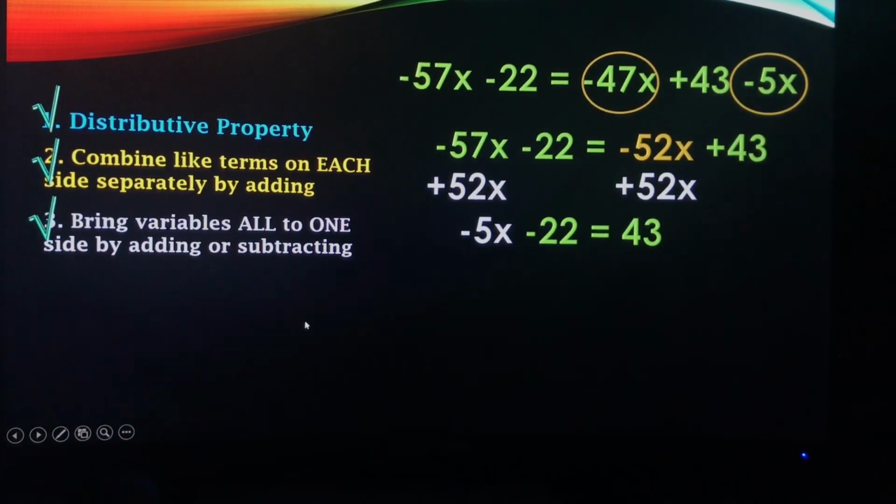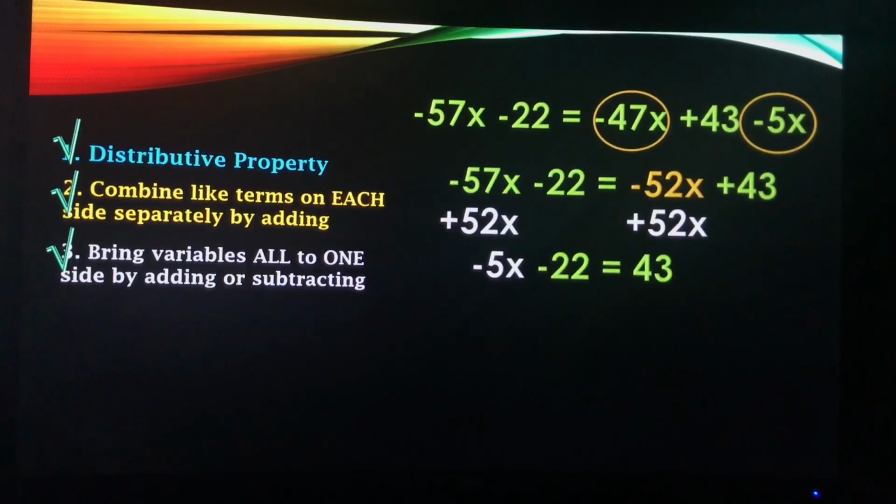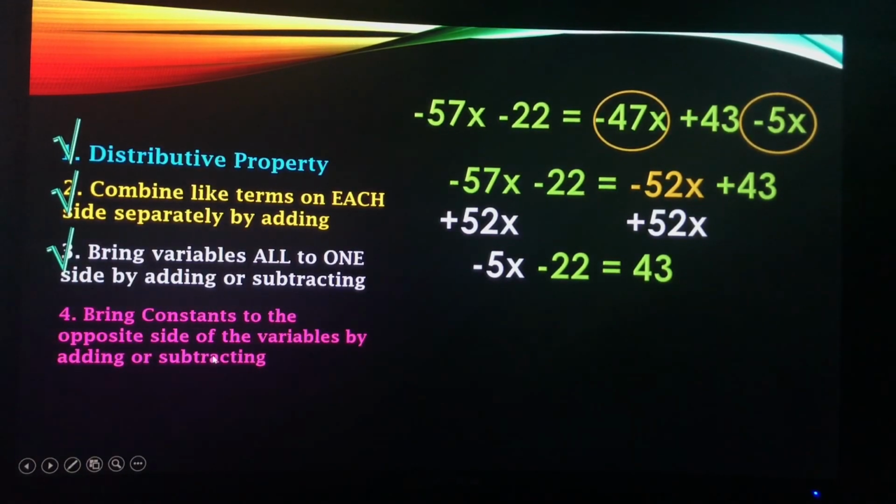So I brought my variables together. I only see one variable. So that brings me to step 4, where I'm bringing my constants to the opposite side of where the variable's at. So remember we said a constant is just a number that's by itself. So in this example, I'm going to bring the negative 22 over to the same side as the positive 43.